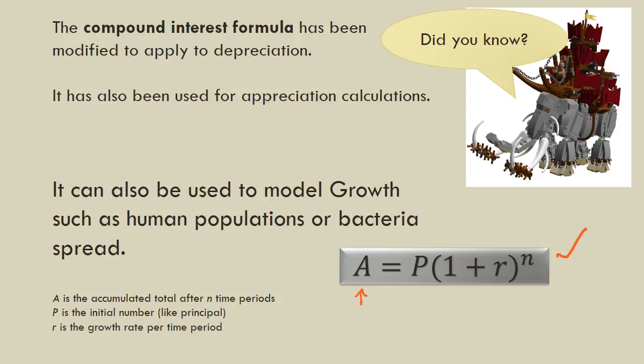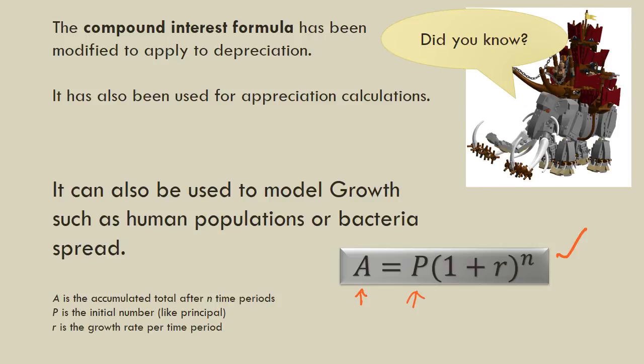Our A is our final number. Now originally it was principal plus interest. So in this case, it's the accumulated total of however much this thing's grown. If we're talking about a human population or the number of bacteria, it's how many bacteria we end up with at the end of the time periods we're looking at.